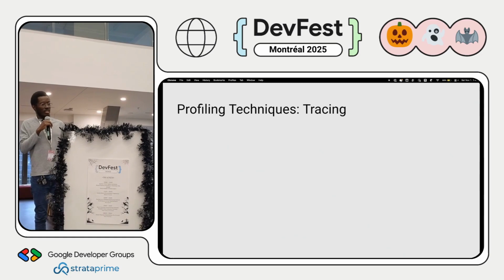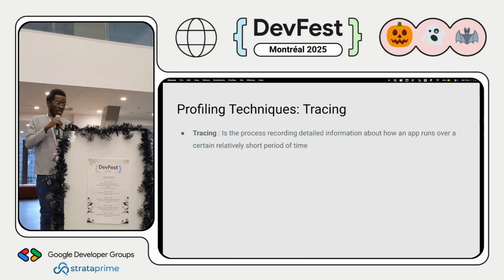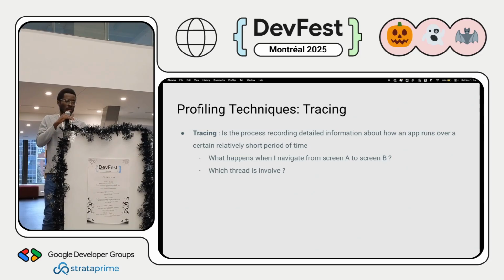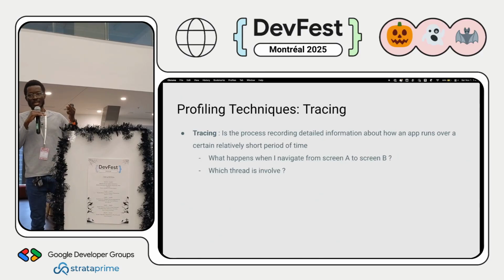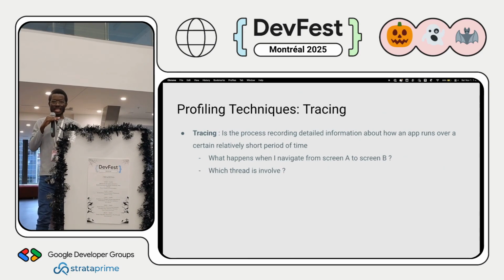So now let's try to see some profiling techniques. The most popular one is tracing. So what is tracing exactly? Tracing is the process of recording detailed information about how your application ran over a certain period of time. Basically, tracing is trying to understand what's happening when, for example, you click a button that helps you to navigate from screen 1 to screen 2. What is happening behind the scenes? What methods are being called, what thread is being involved, and a whole bunch of stuff.